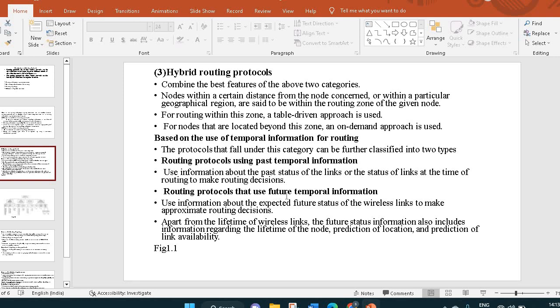Routing protocols that use future temporal information use information about the expected future status of the wireless links to make approximate routing decisions. Apart from the lifetime of the wireless links, the future status information also includes information regarding the lifetime of the node, prediction of location, and prediction of link availability.